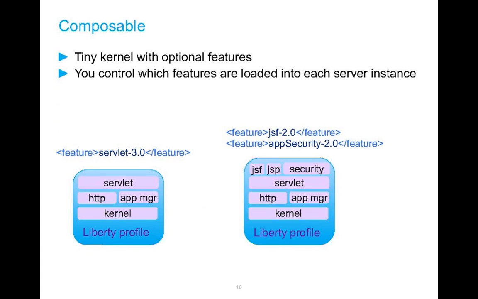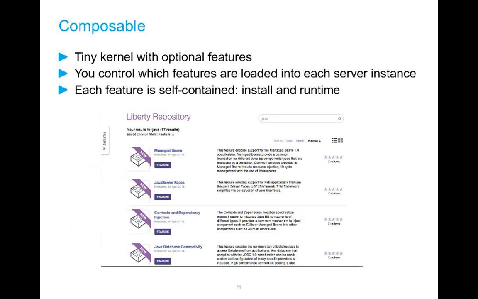And then each feature is self-contained. So basically, there is something known as the Liberty repository from where you can add and download new features. So we make features available there from time to time, and you can install those features into your Liberty profile to get that new functionality. Right. And then you have composable features.